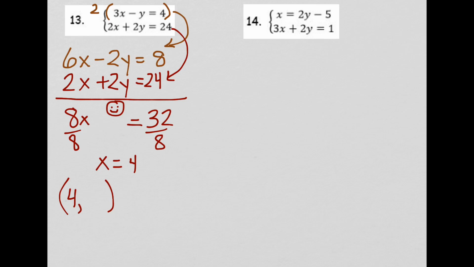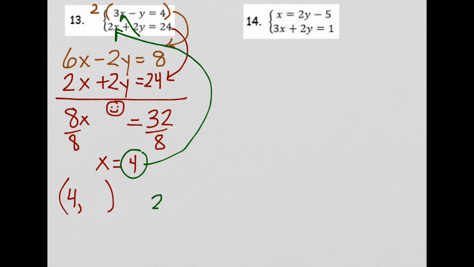So I'm going to put that back up into, let's put it into the second equation, just for fun. So I'm putting this 4 back up into the second equation instead of x. Could I have put it in the first equation? I absolutely could. You would get the same answer.